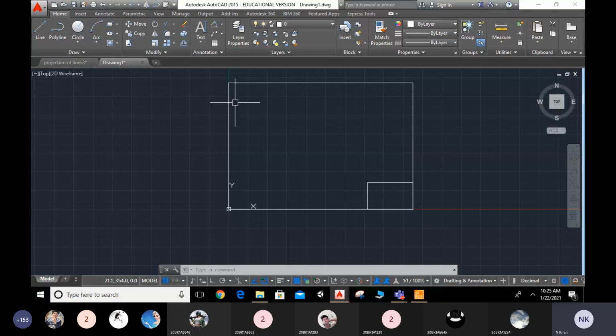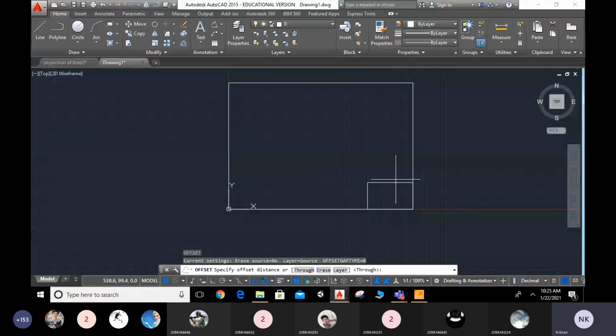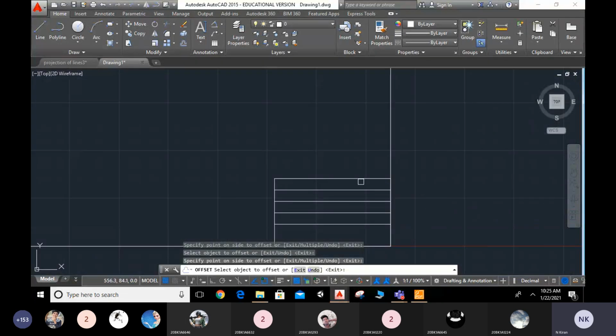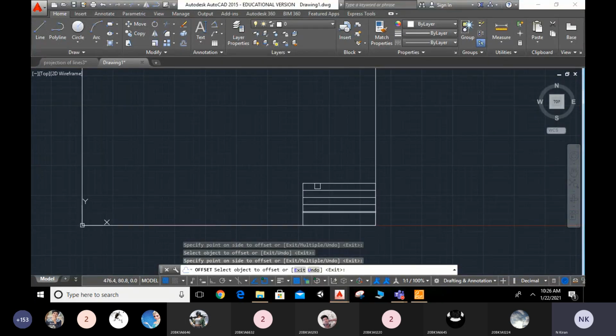Now with the help of offset, O enter, now I will select this object. What is the distance I will do, I will select some 15 mm, enter, and I will select like this. So yeah, these are the offset distances you can get. And I think some value we have given 65 instead of 16.5, we have given some excess. That's why more lines are coming.